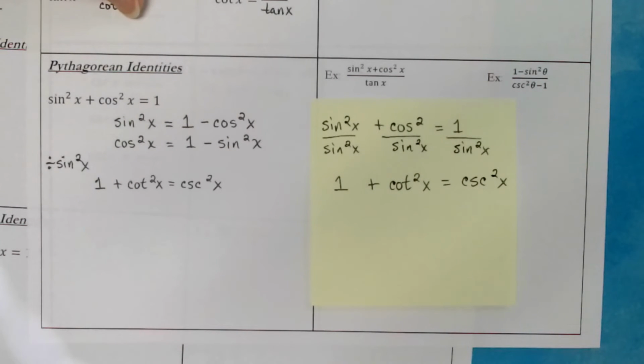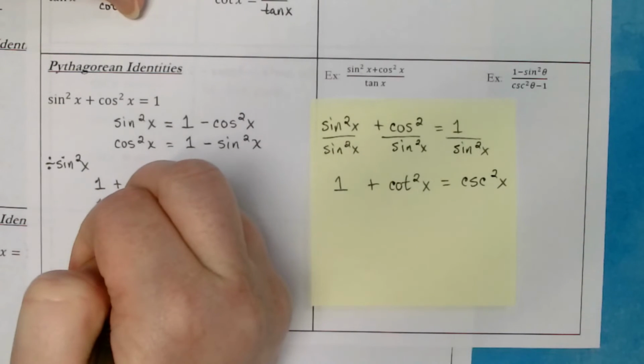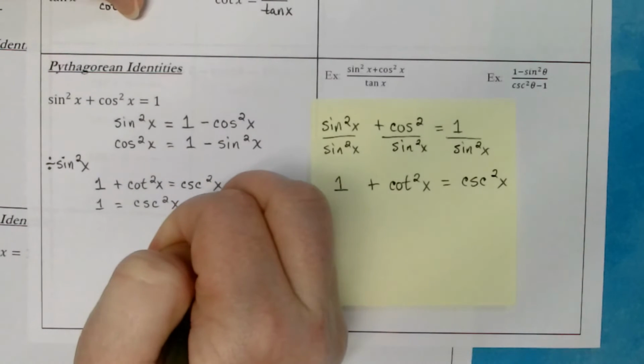Not a problem. I could then subtract and move things around. So I could say 1 equals cosecant squared x minus cotangent squared x.